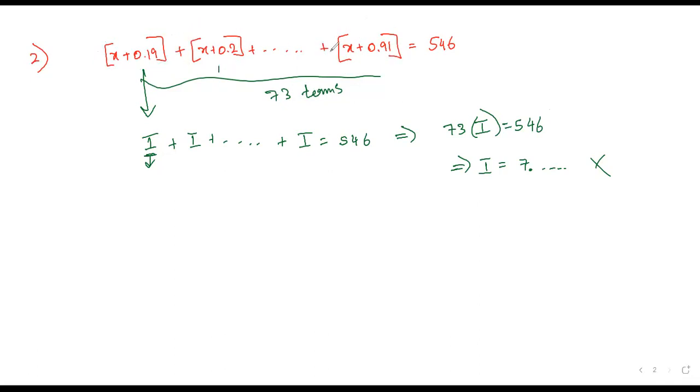What does it mean? I'll show you a small example before I solve this question. Suppose I have one more series which goes like this: floor of (6.85 plus 0.05), this is the first one. Let us say the second term is floor of (6.85 plus 0.10), then floor of (6.85 plus 0.15), and so on.